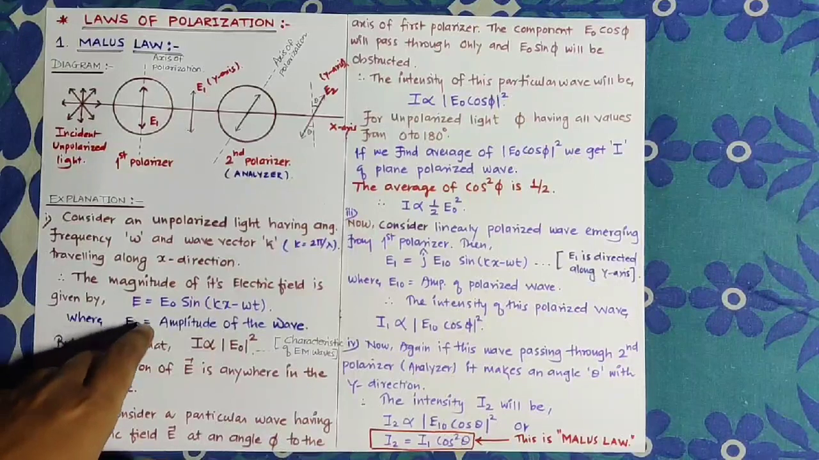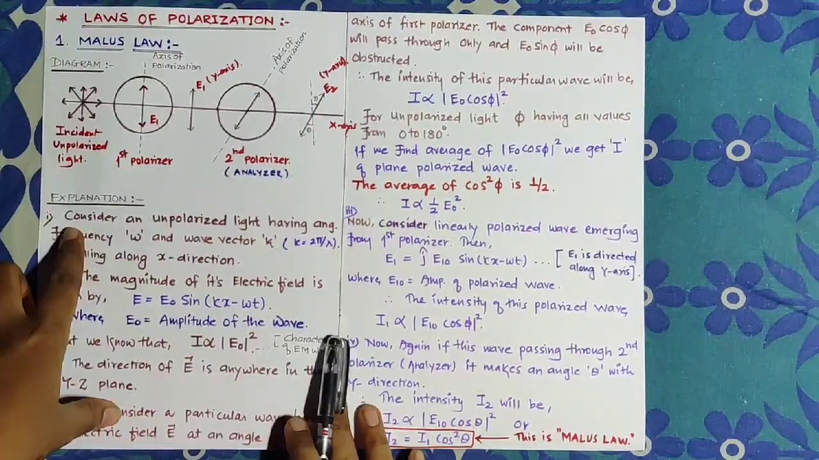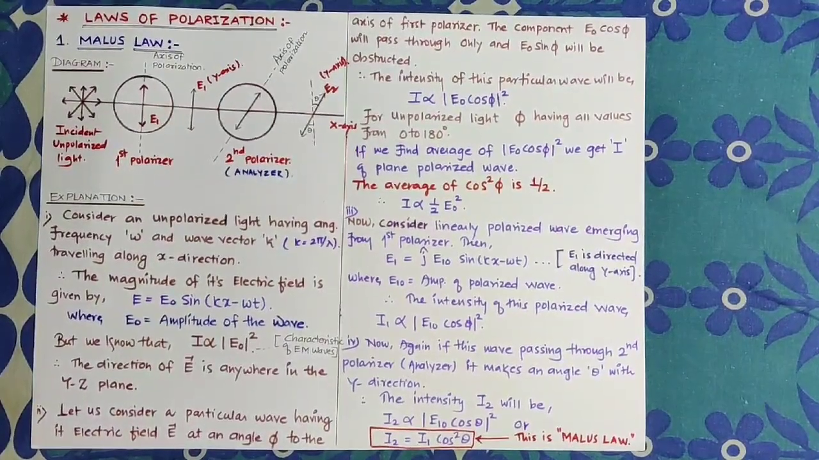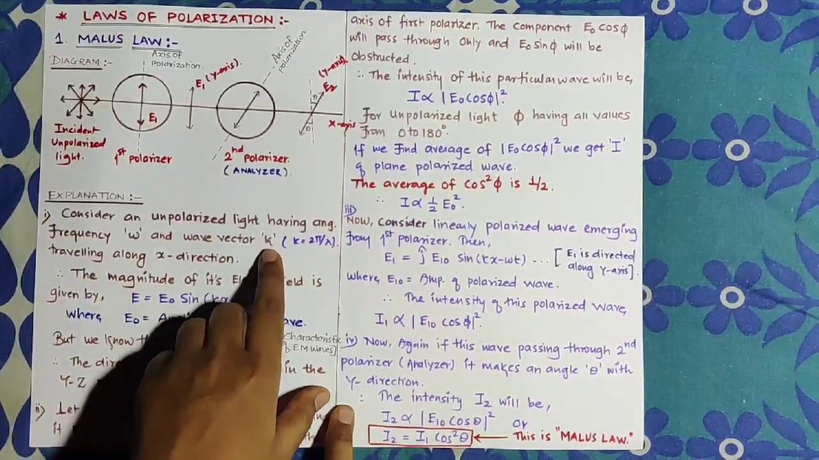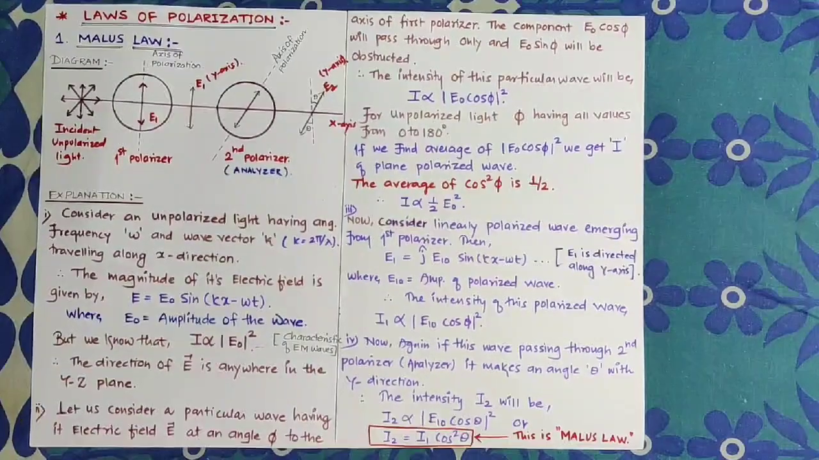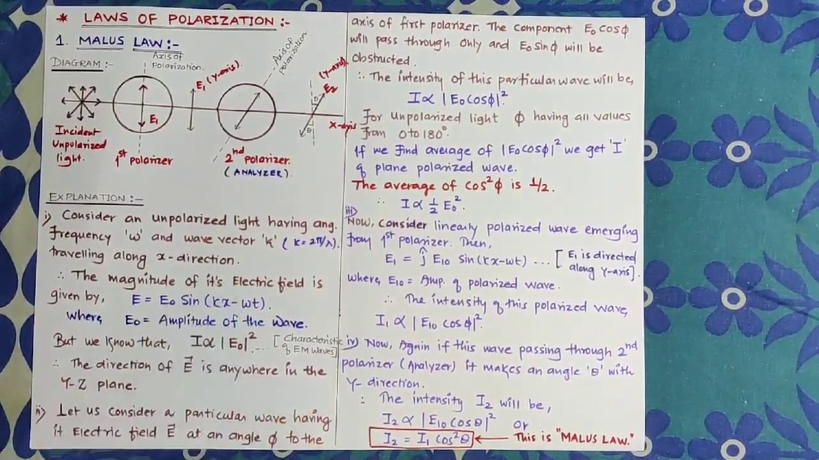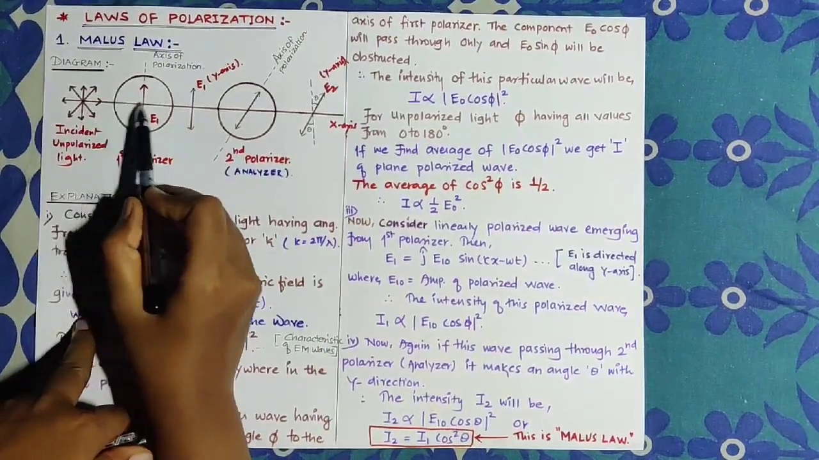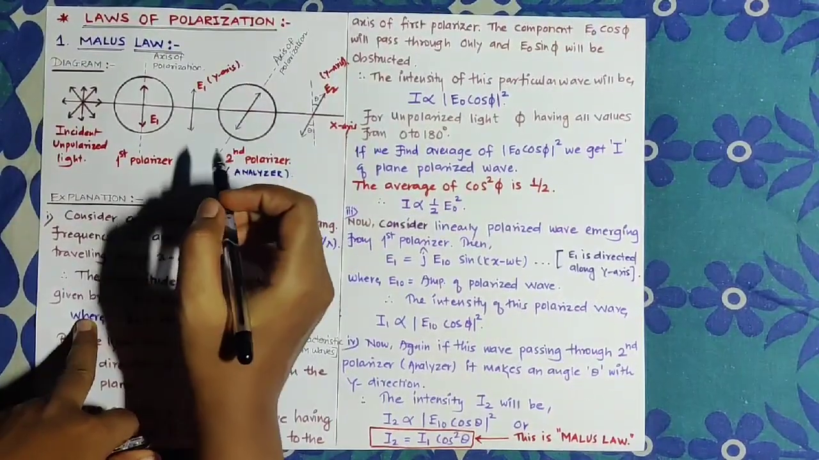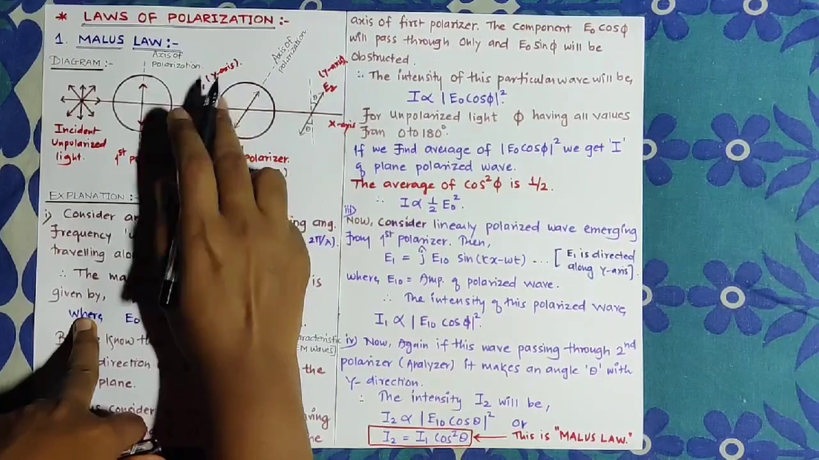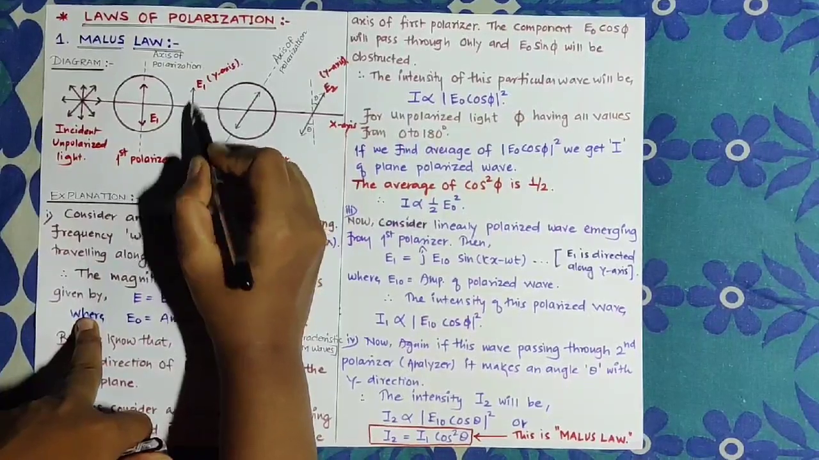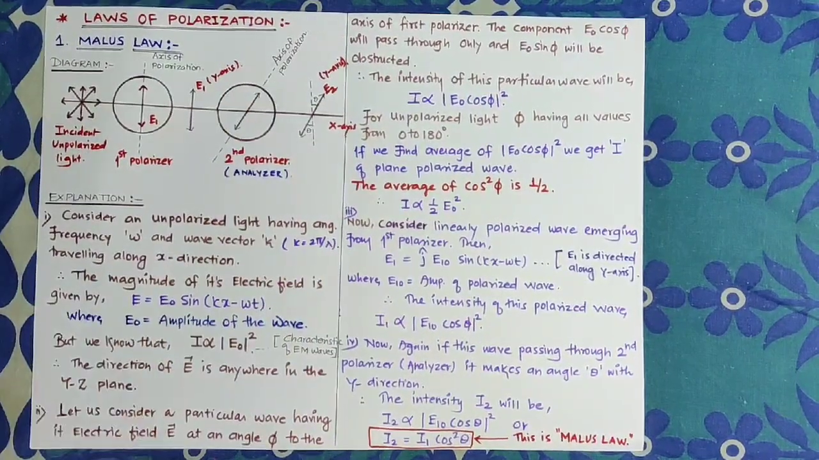So now we can start from the first point. Consider an unpolarized light having angular frequency omega and wave vector k. The formula to find the wave vector k is 2 pi upon lambda, where lambda represents the wavelength of the given wave traveling along the x direction. Look here, this is unpolarized light. This horizontal line represents the x-axis, this vertical line represents y, and this represents z, so that perpendicular line represents the yz plane.